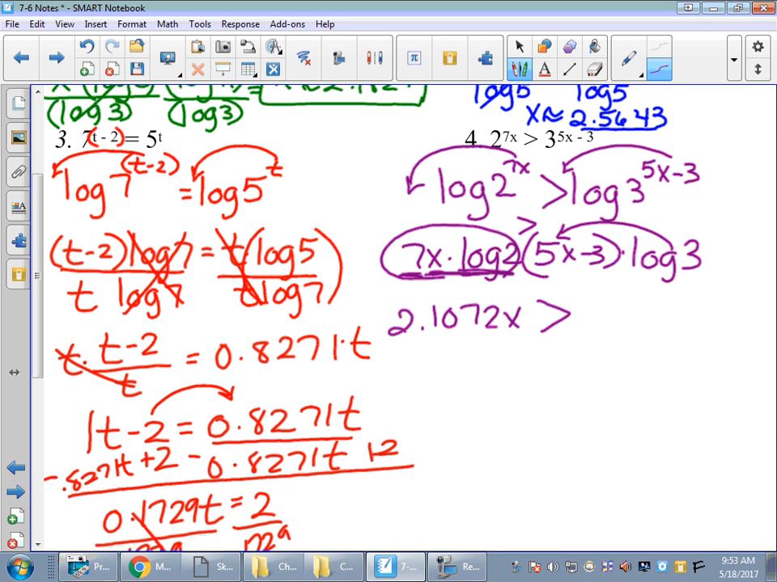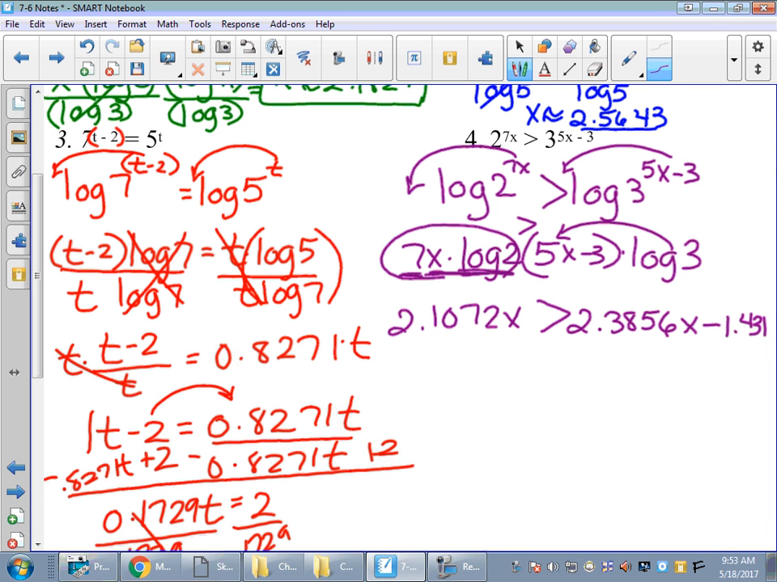So I'm going to distribute my log through, and so I get log of 3, make sure you hit enter after that, times 5 is 2.3856x, and then minus log 3 times 3, 1.431. So I think it helps. I tried on the other side to leave them as logs, and I think we just got lost in that.